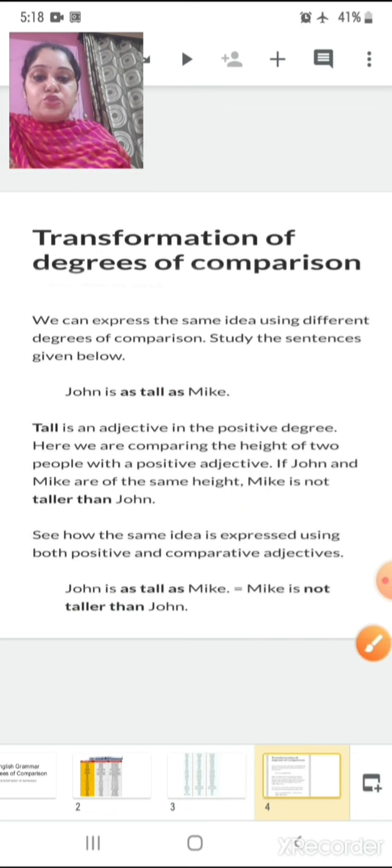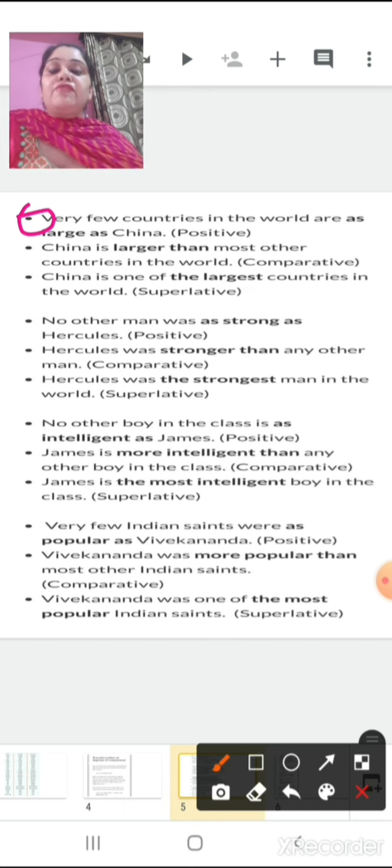Fine. Okay, we'll switch to more examples. See, if we talk about this, that very few countries in the world are as large as China. This is the positive degree. If we are converting it into the comparative degree, first have a look at the first sentence. Very few countries in the world are as large as China. It deals with the positive degree, that is, there is no comparison. This is a nominal statement.